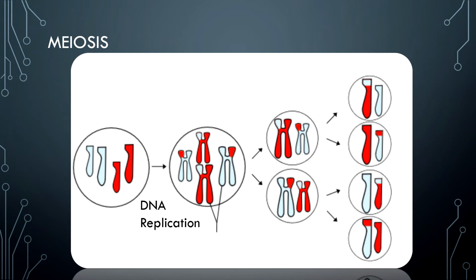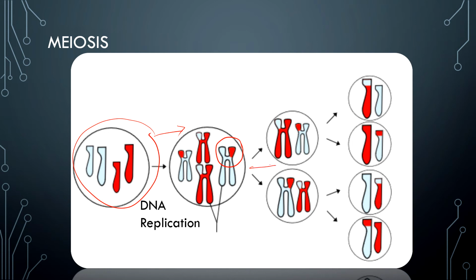Meiosis is different. Meiosis occurs in your sex cells, that is your sperm from the testes and your eggs from your ovaries. Daughter cells end up with half the genetic material. We can see this here as we have DNA replication occurring from this step. As well, you can see here that they have exchanged genetic material. This occurs in a process called crossing over, and this is where chromosomes exchange small sections of their DNA.